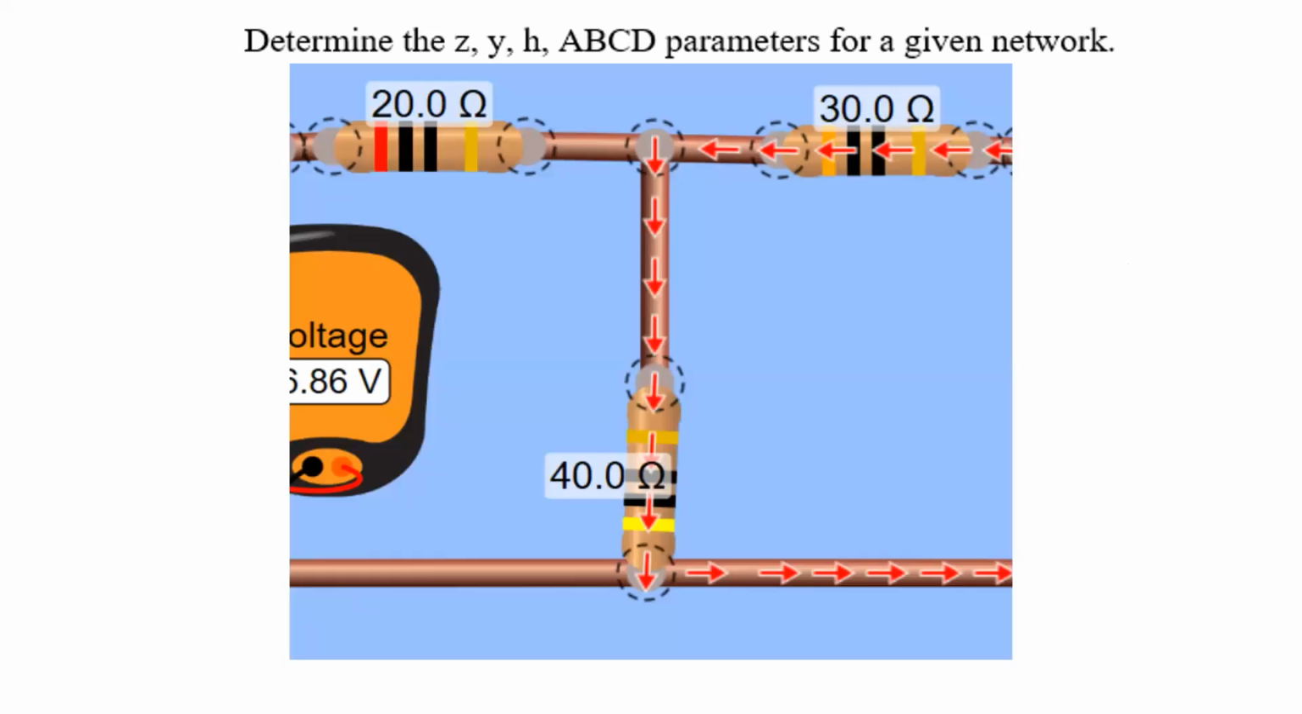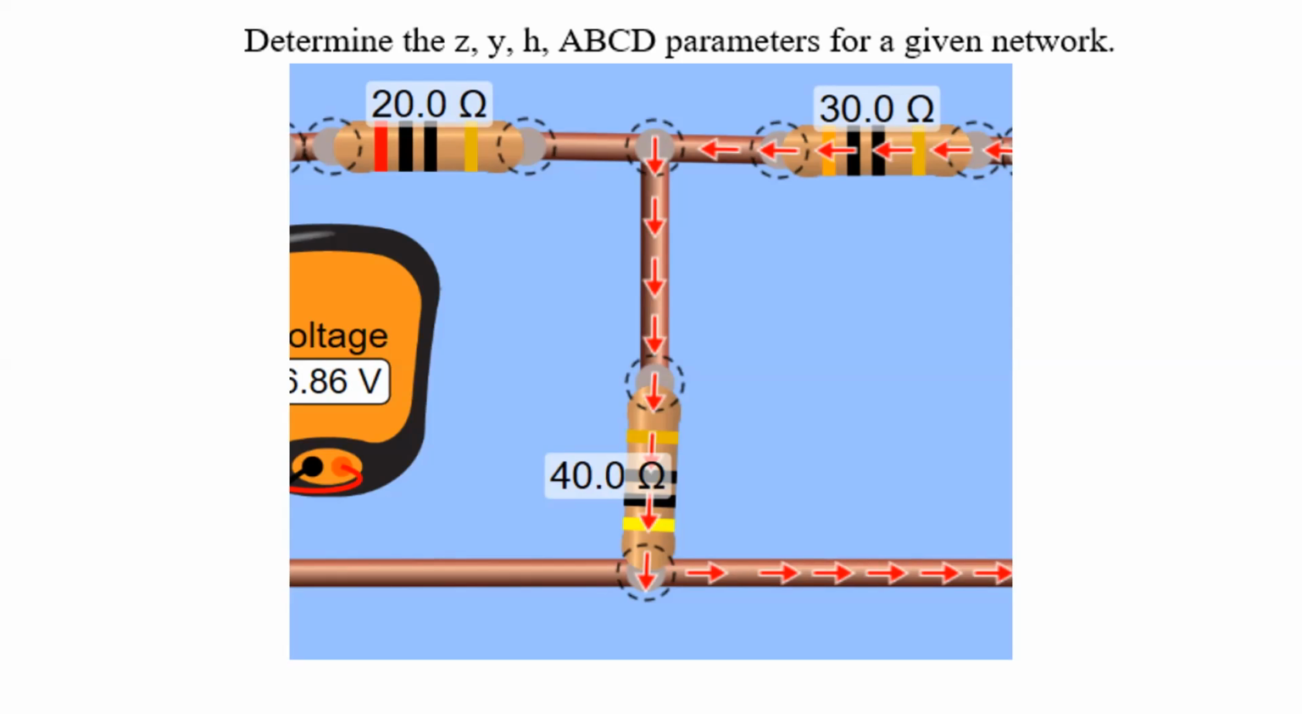And the last, fourth practical, is to determine Z, Y, H, and ABCD parameters for given networks. I have given you two networks. One is a T network and another is a pi network. For these T and pi networks, you have to find the Z, Y, H, and ABCD parameters. How to calculate those parameters, the videos I have already provided to you.